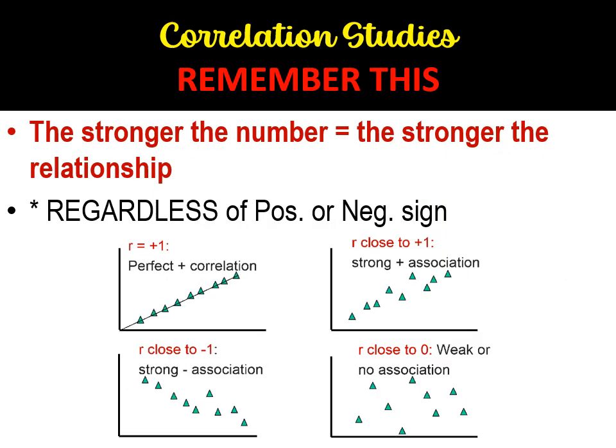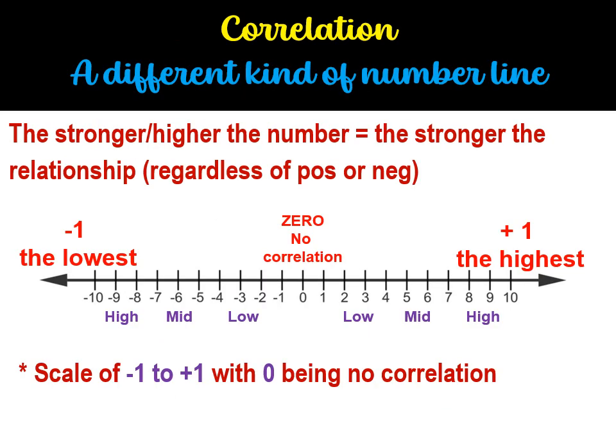So the stronger the relationship, the stronger the number, regardless of whether there's a positive or a negative sign there. That's the thing that sometimes trips students up. So if R is closer to +1 or if R is closer to -1, that means you have a very strong relationship. And the closer it is to 0 from either negative or positive, it means that it's very weak or no association. And if we put it on what we typically think of as a number line, we need to think of it a little bit differently here, but this might help visually show us.